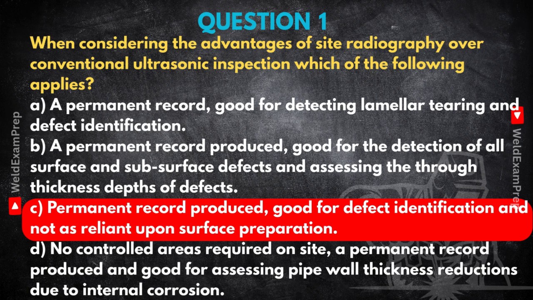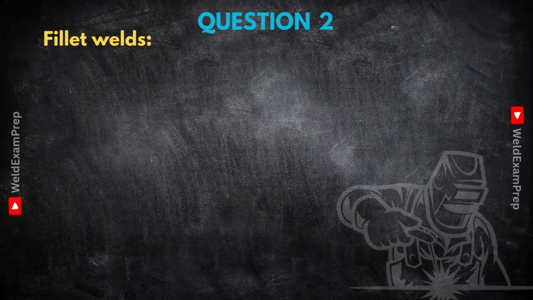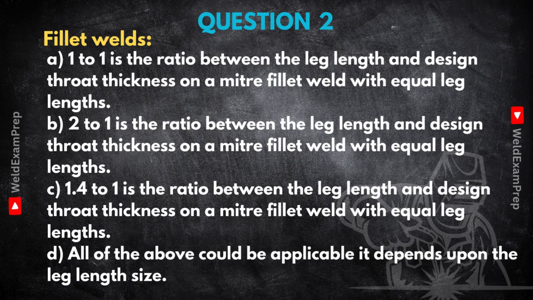Okay, let's shift gears slightly, from finding flaws to ensuring the weld is right in the first place. Let's talk geometry, specifically fillet welds. This feels fundamental. Here's the question. Fillet welds. What's the ratio between the leg length and the design throat thickness on a miter fillet weld with equal leg lengths? Your options are A, 1:1, B, 2:1, C, 1.4:1, or D, all the above could be applicable.